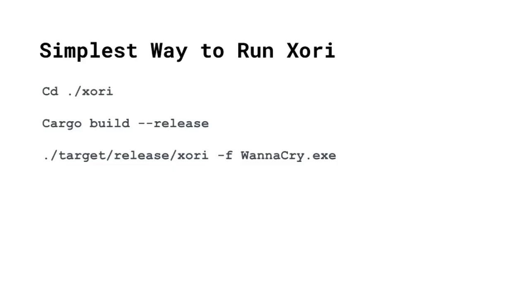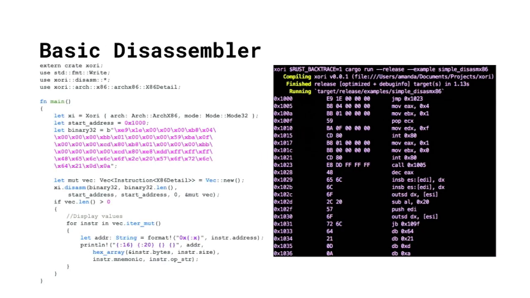All right. So simplest way, if you are not familiar with Rust, once you install it, they have this thing called cargo, just cargo build release. And then as soon as it's done, you can run target/release/xori -f, whatever file you want, like WannaCry. If you want to do a basic disassembler, you can. You don't want to actually use the analysis part of it. The disassembler's in there. You could just use it directly on a binary, and it'll output without the nice colorful display.